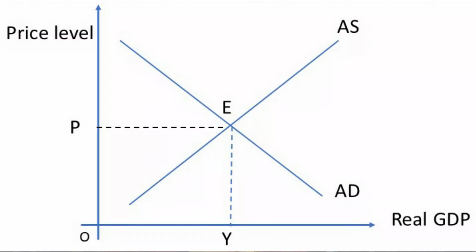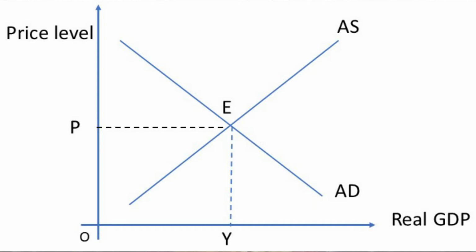Now coming to the equilibrium in macroeconomy. Macroeconomy is the branch of economics which discusses the economy as a whole, and equilibrium in macroeconomy takes place at a point where aggregate demand and aggregate supply curves meet each other. So equilibrium price level and equilibrium output is determined. In this graph, real GDP or output is shown on x-axis, price level is shown on y-axis, aggregate demand is negatively sloped and aggregate supply is positively sloped. So equilibrium takes place at point E where price level is P and output is Y.